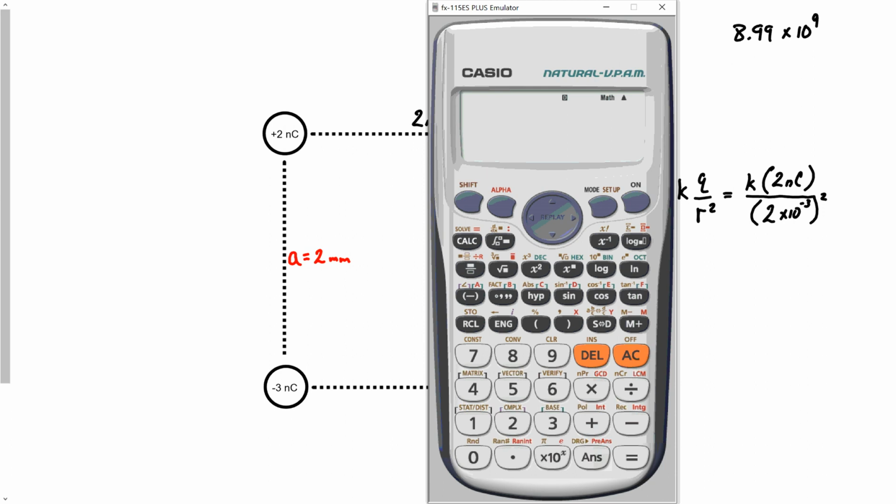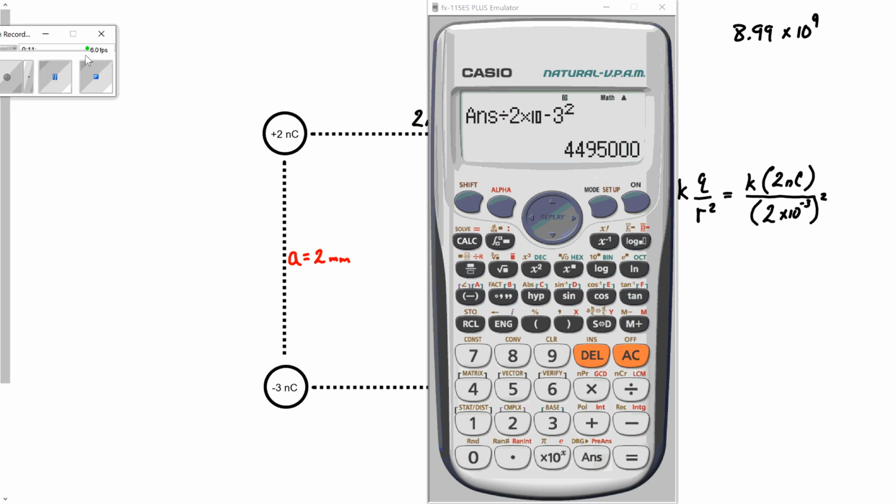So let's bring out a Casio. 8.99 exponent 9 times 2 exponent -9 divided by 2 exponent -3 squared equals, and there I've got my electric field, which in this case is insanely massive. Matter of fact, it has me wanting to revisit this for a second to see exactly what in the world. And so pausing, and here's the funny thing, I'm perfectly good with my math, but I wanted to double check it before I wrote down that number.